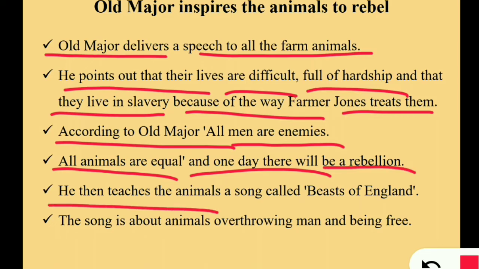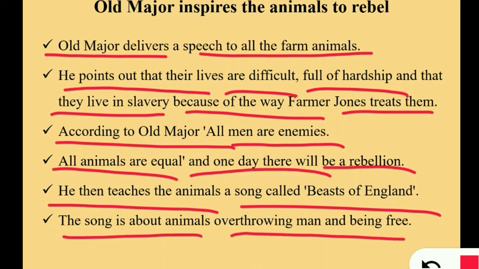He then teaches the animals a song called Beasts of England. The song is about animals overthrowing man and being free. So here we see Old Major taking a crucial part in dethroning this man, the farmer. Now, he says that all men are enemies. In order to take charge, he says that all the two-legged people are enemies.